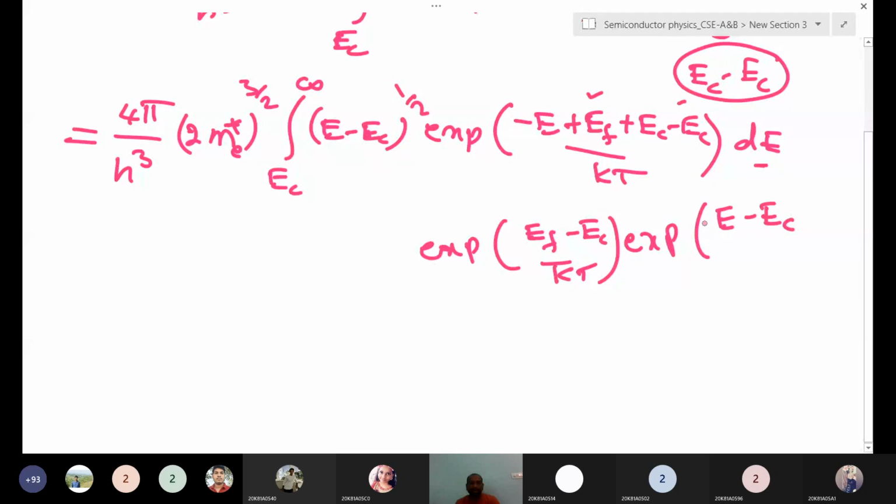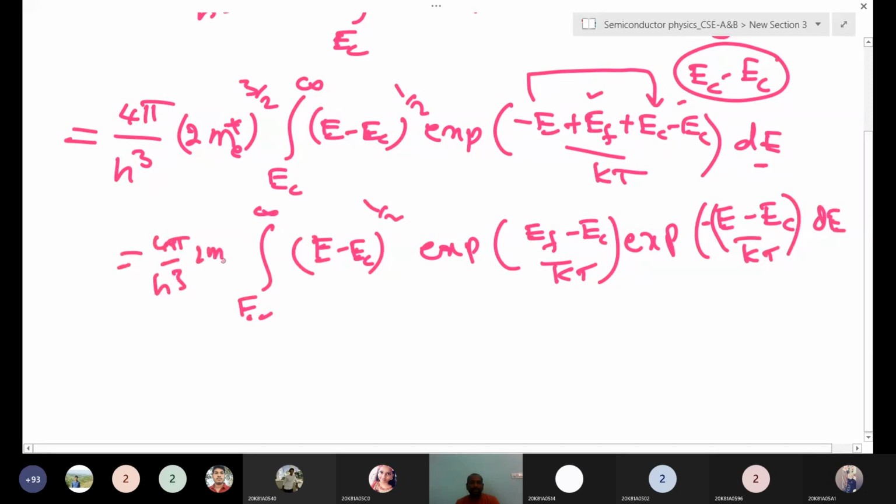Here the same thing: (E minus E_C) to the power of half, and here the integration from E_C to infinity. Same thing: 4π/h³ and (2m*)^(3/2). So this term is independent of energy, right? Independent of energy means there is no E term. Only in the first term E is there, in the third term E is there. In the second term there is no E. So can we take it out of the integration?